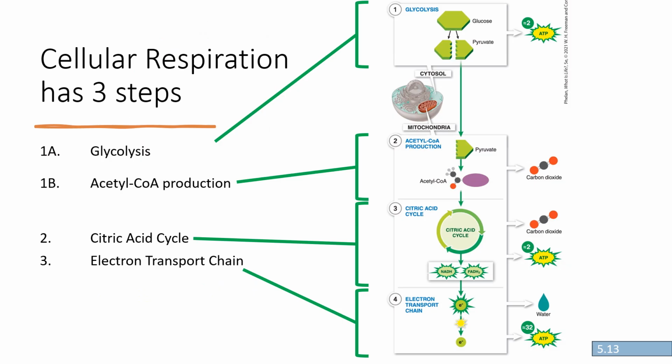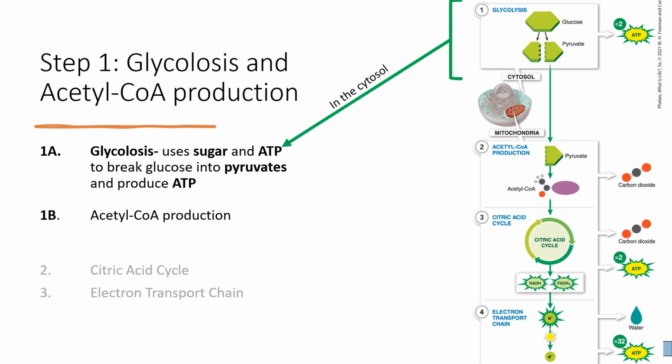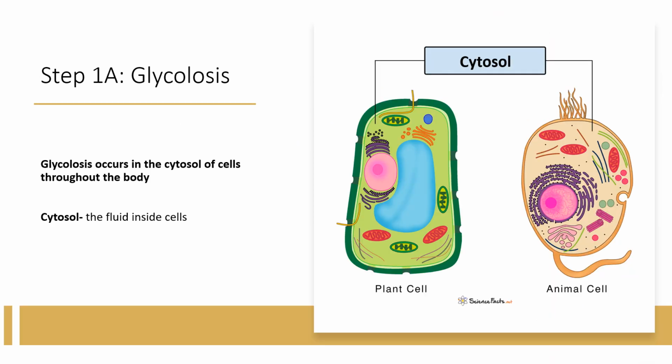Cellular respiration has 3 steps. We'll go through each of these in detail. The first step has 2 parts. First, we have glycolysis, where glucose, or sugar, is broken down into pyruvate molecules. This happens in the cytosol of the cell. If you remember, the cytosol is the fluid inside the cell. So glycolysis is happening in the cytosol of cells throughout your body.